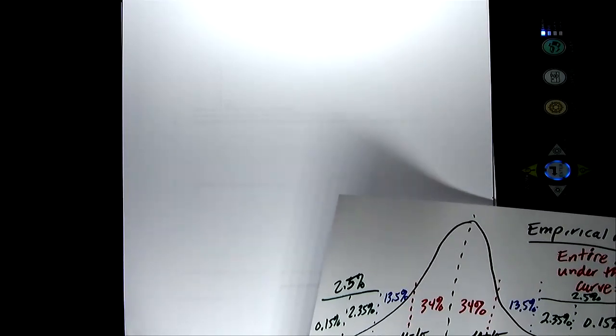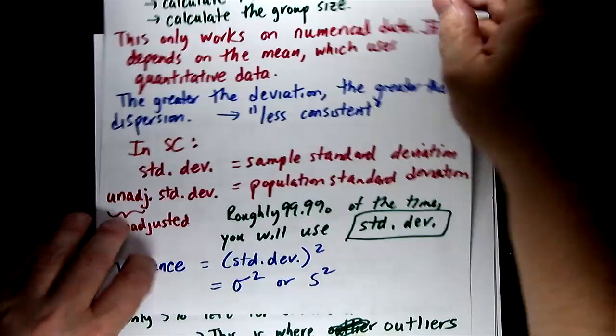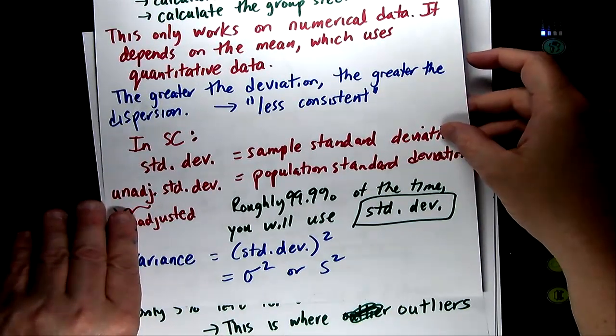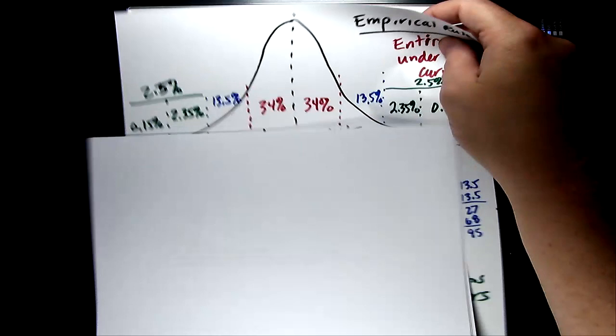The previous sheet underneath: variance equals the standard deviation to the second power. Actually, I don't want to move this, I'm going to leave this where we can see it.